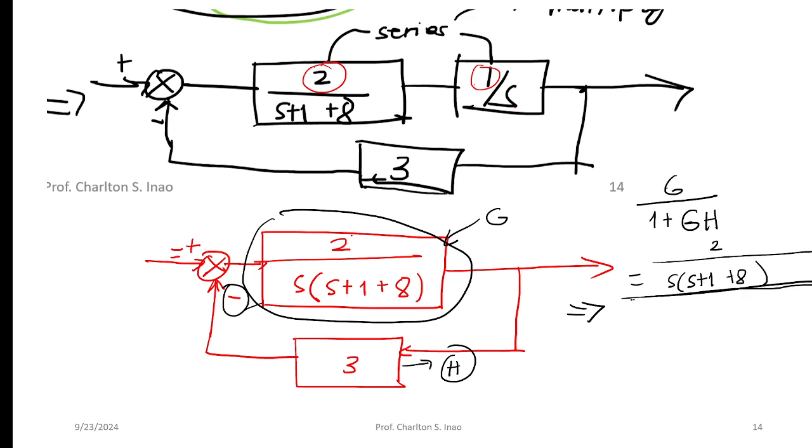That is G over, this is the line, 1 plus G. So what is G? 2 over s times s plus 1 plus 8. So that's G. Then H, what is H? 3. You multiply that by 3, right?